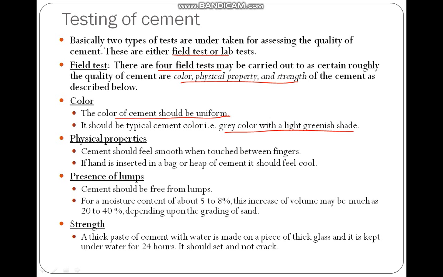Physical properties means cement should feel smooth when touched between the fingers, and if a hand is inserted in the bag or heap of cement, it should feel cool. Presence of lumps: cement should be free from lumps because for a moisture content of about 5 to 8 percent, there is an increase in volume of 20 to 40 percent. So the cement should be free from lumps.